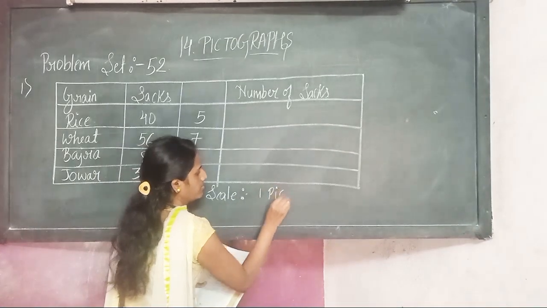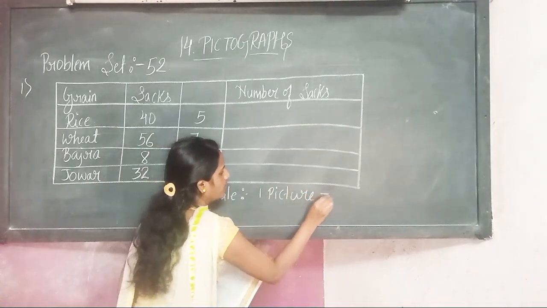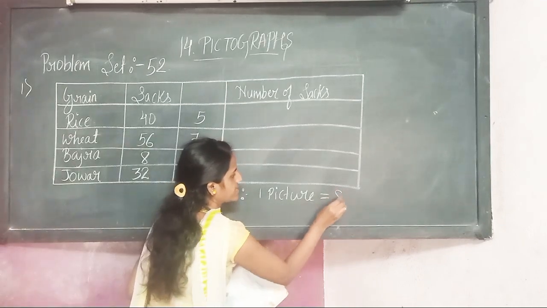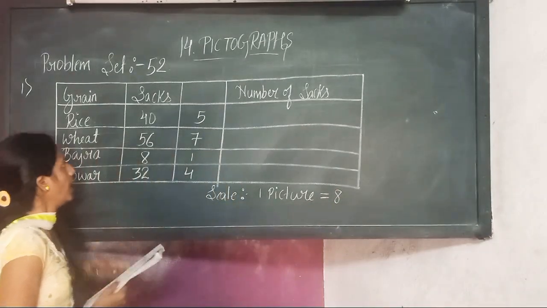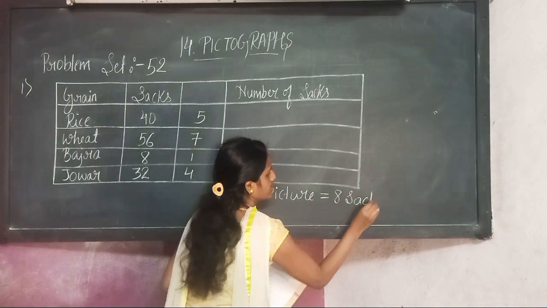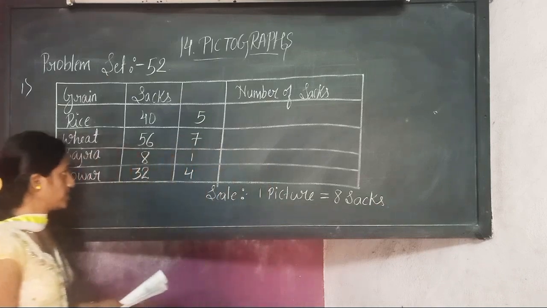One picture is equal to the table which I have used, that is, you have to write the 8's table. So here we will take 8, and this is about sets. So one picture is equal to 8 sets. Now let's draw the picture.